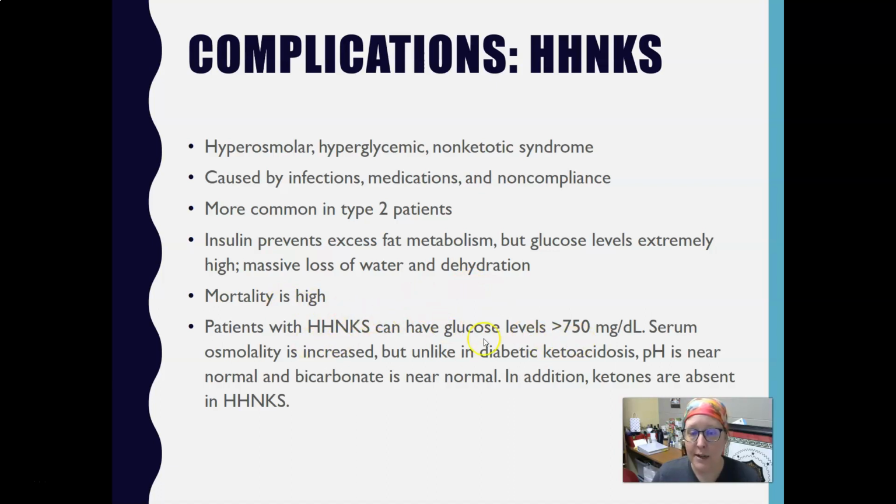And so these patients can have glucose levels above 750 with increased serum osmolality, but their pH will be normal and the bicarb will be normal, because the ketones aren't present, so this is not an acidosis. We're not worried about that. It's just a really bad dehydration is what this one is.